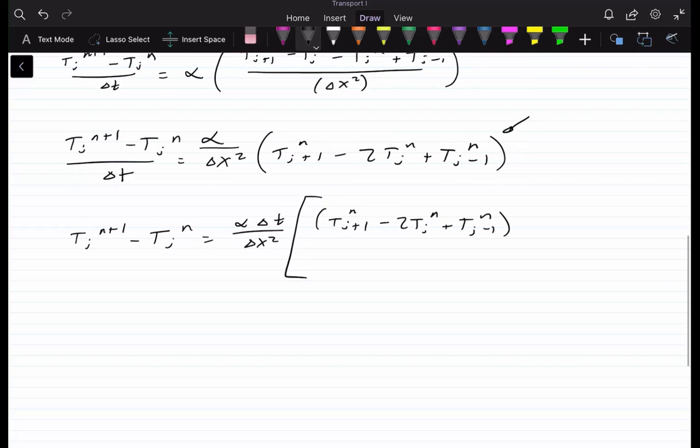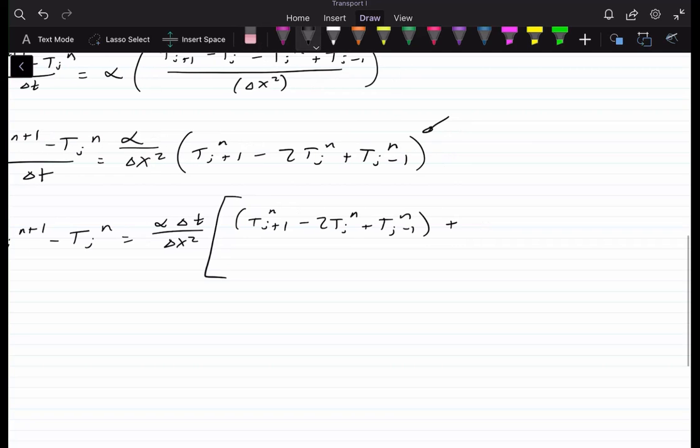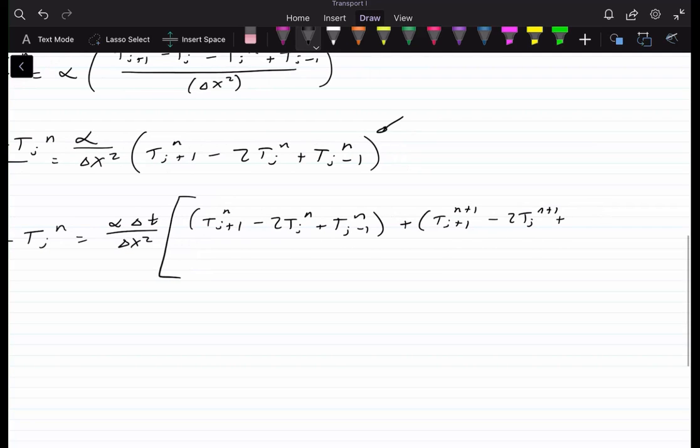And since I'm going to take the average of these, what I can do is take the average at the current time and one at a later time. So basically I'm going to take average of the same exact thing, so Tj plus 1, except for this is going to be n plus 1, so at a later time. And this is all going to be over 2 since we're taking an average.